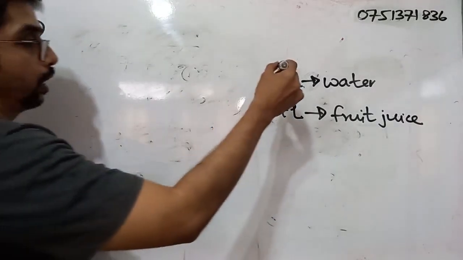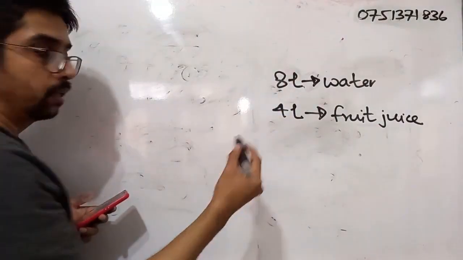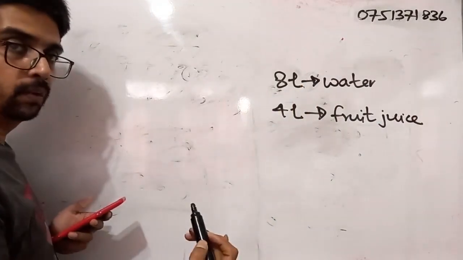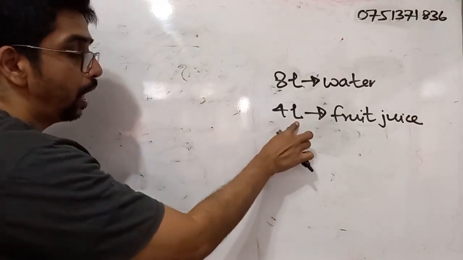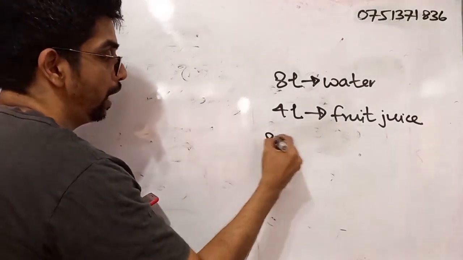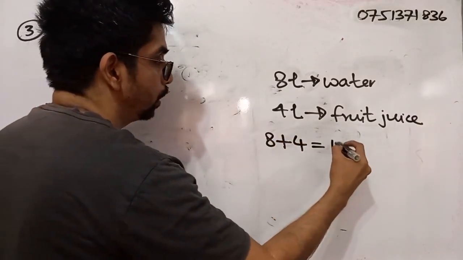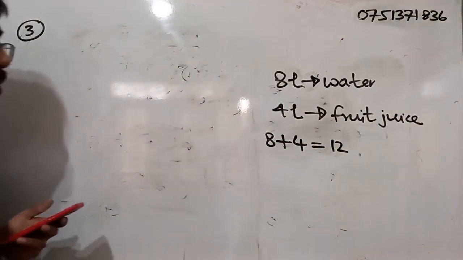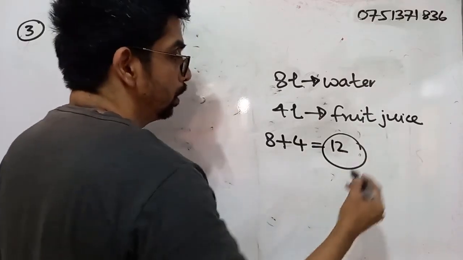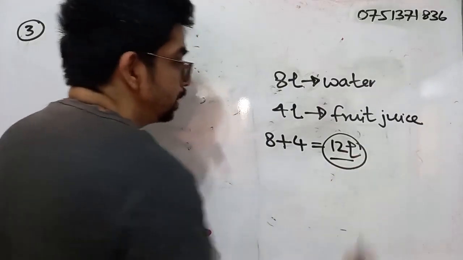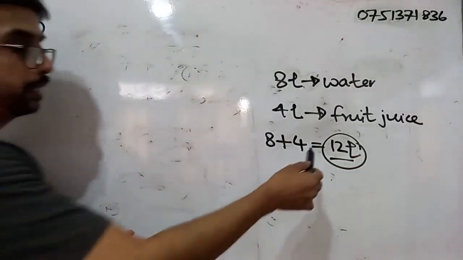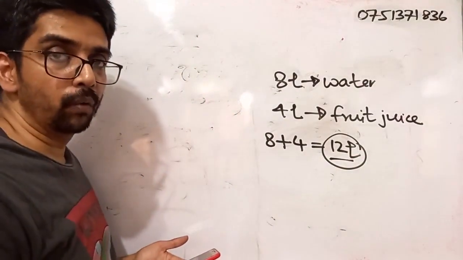Right. So what is the total amount of liquid? All of these are liquids now. And note that the measurements are also the same, liters. So 8 plus 4, we get 12. How much is there? 12 liters. Right. So 12 liters, that is the total liquid amount.